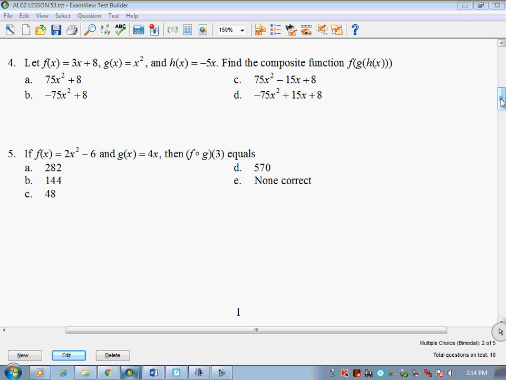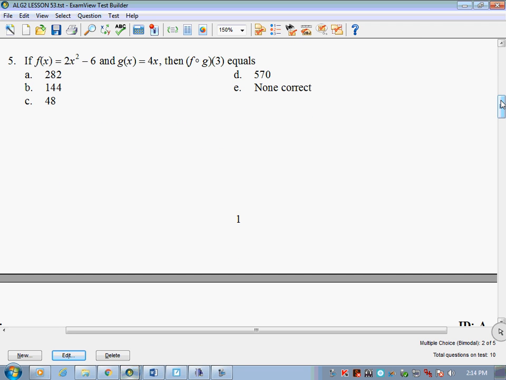All right. Number 5. If f of x equals 2x squared minus 6, g of x is 4x, then what is f of g of 3? All right. What is the outside function? F. Okay. So f starts with a 2. Now what? Parentheses. 4x. Good. Squared. Good. Squared minus.